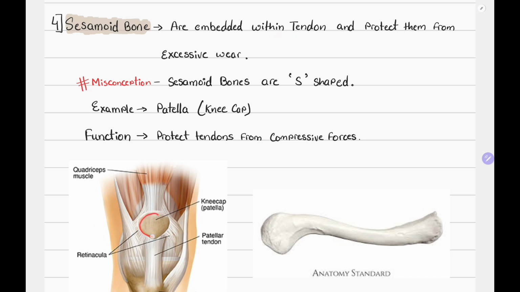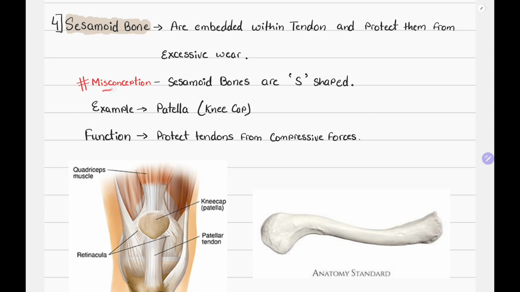So this is the sesamoid bone. This is the famous patella bone, also known as the kneecap. So this bone is embedded within the tendon. This is the fibrous tendon, and this bone protects it from excessive wear. So you can imagine if there was no patella in front of your knee joint, then there would be no bony shield to minimize friction and stress on the tendon during movement.